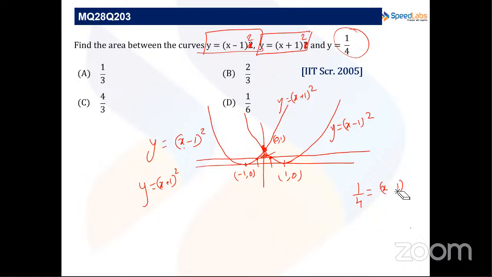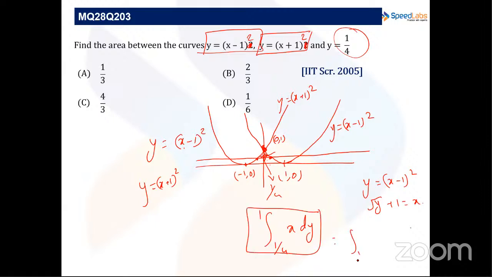Or you can directly find the area with the y-axis, then you won't need to find this point also. So you can integrate from 1/4 to 1, x dy, and the value of x will be, since y equals (x minus 1) whole square, root y plus 1 equals x. So this value will be the integration from 1/4 to 1 of (root y plus 1) dy.